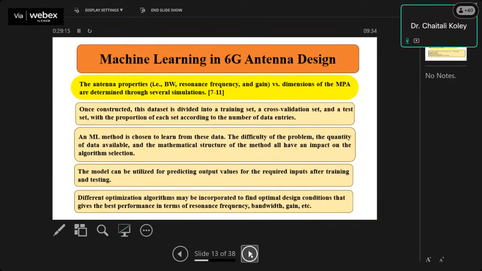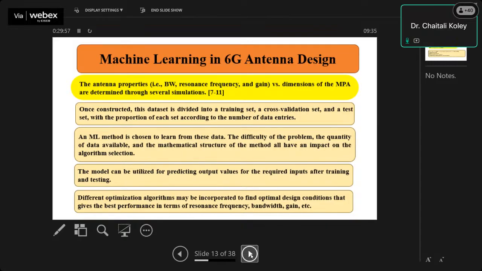So first of all, how are we going to apply the machine learning algorithm in the FRC band or in antenna design? As we know, antenna properties like bandwidth, resonating frequency, or gain, with the dimensions of the patch antenna, are basically determined through different simulations or by equations also. So this is the basic thing. Once you have constructed the microstrip patch antenna, then you have to think about the data set. To generate the data set, you have to do a parametric analysis of that antenna.